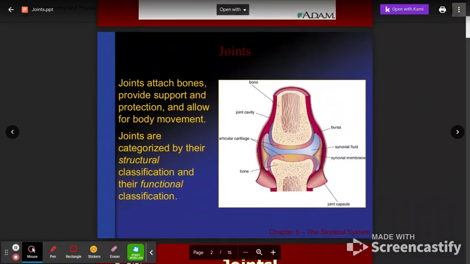All right, so joints attach to bones, providing support and protection and allow for body movement. Joints are categorized by their structural classification and their functional classification. There's going to be a lot of hard words coming at you here today. What we're going to break down is, how are we classifying human joints?